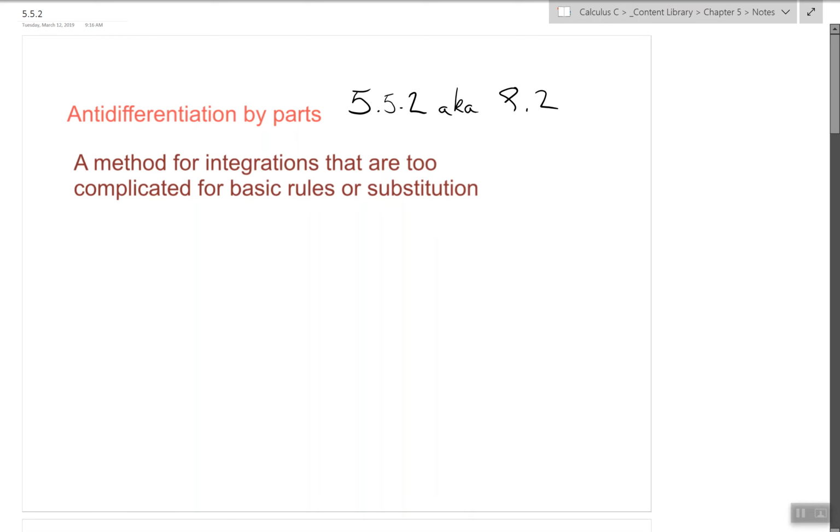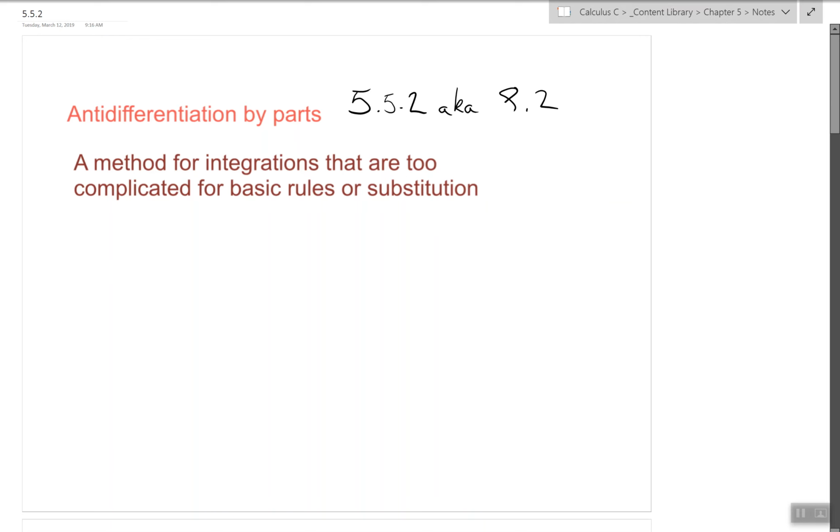In today's lesson, we will be looking at anti-differentiation by parts, otherwise known as integration by parts. Integration by parts is the most complex method of integrating, and it is used for any integrals that are, as this says, too complicated for basic rules or for substitution.